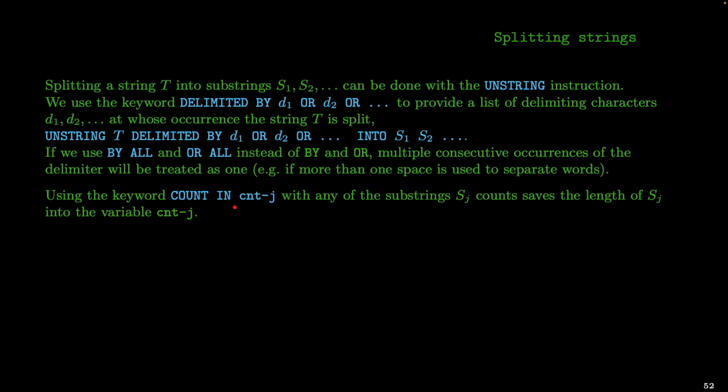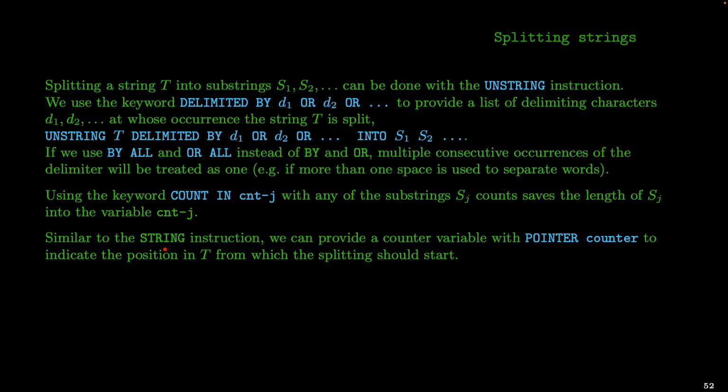You can further count the length of the substrings that are generated here by using the keyword count in countJ. So here we have a counter variable for each of these partial strings, and they will take the length of the corresponding string that is generated by splitting up T.